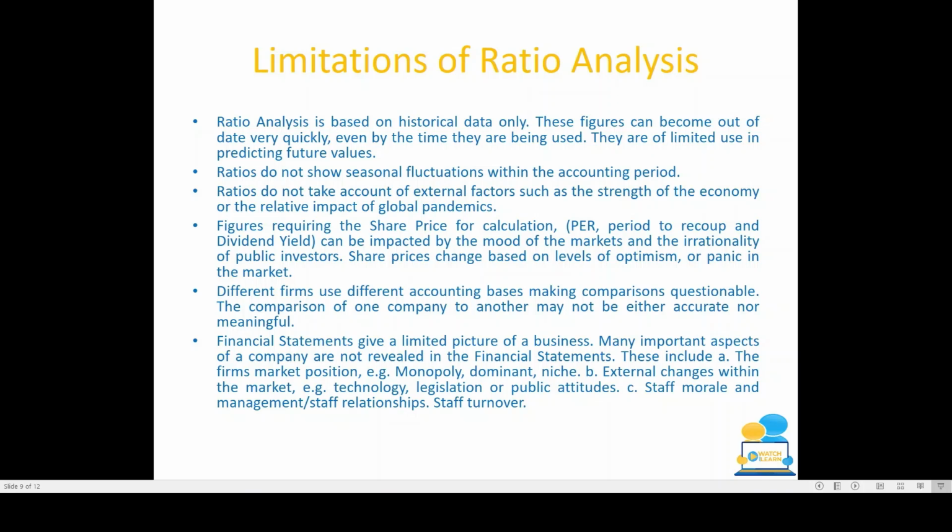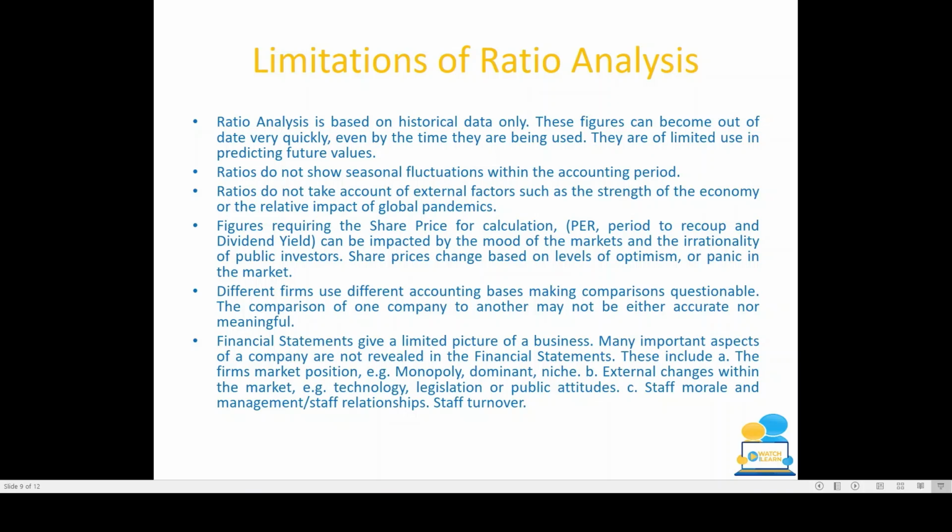Ratios do not show seasonal fluctuations within an accounting period. So they might give you the totals for the year, but not per season or per month or so on. Ratios do not take account of external factors such as the strength of the economy or the relative impact of a global pandemic.